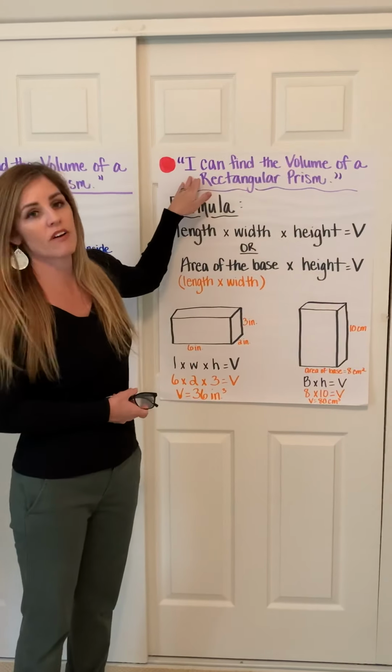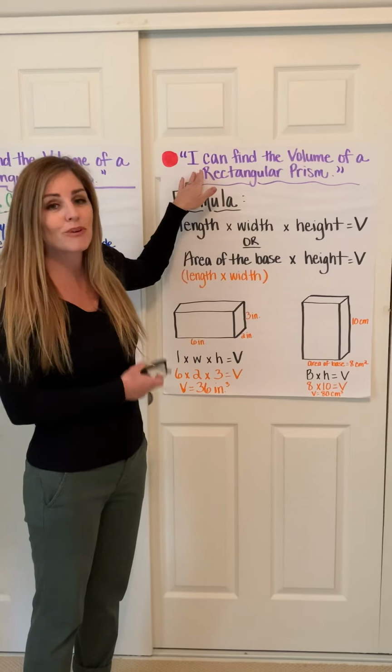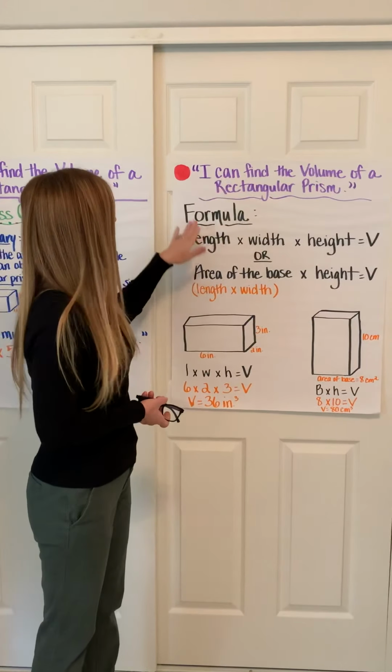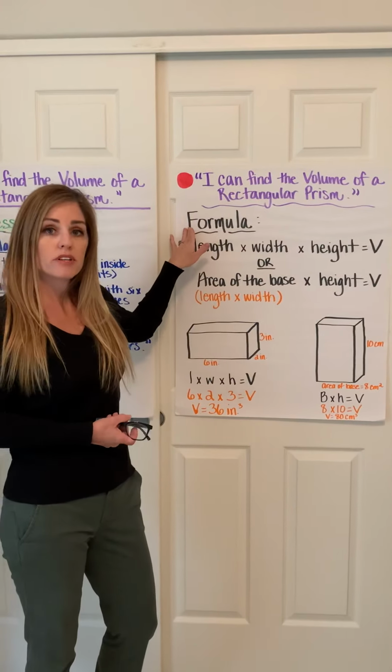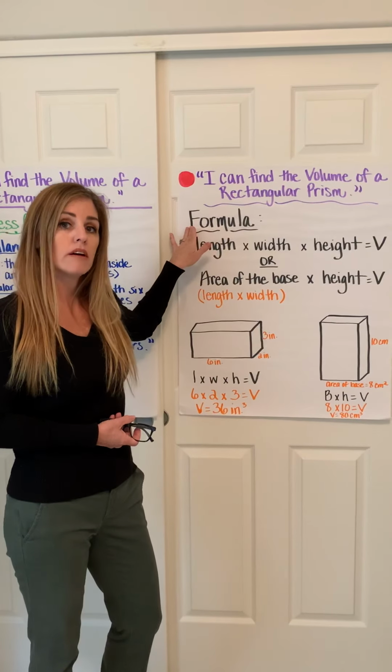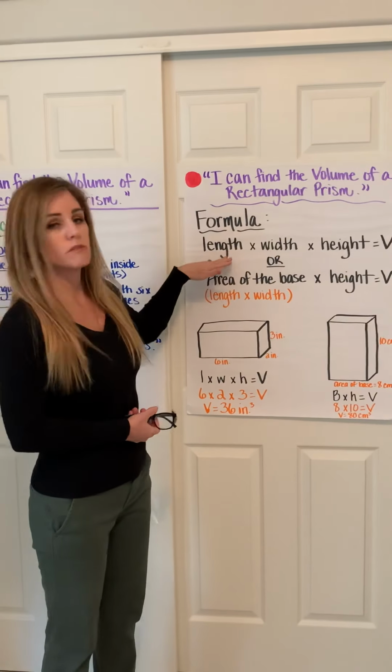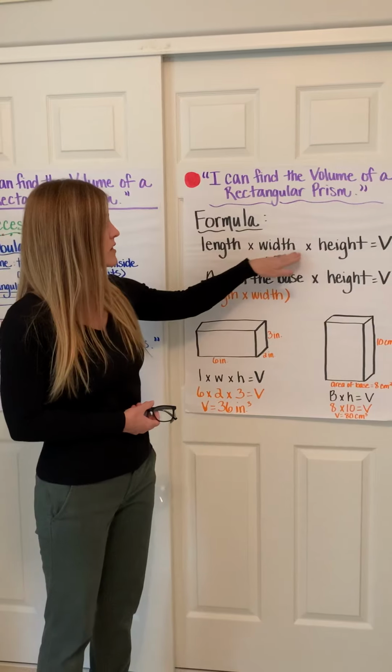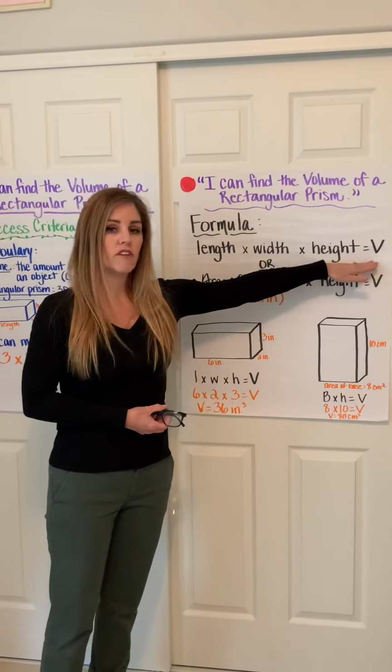So again, I can find the volume of a rectangular prism. If we were in the classroom, I would have you repeat that. We do have 2 different types of formulas that you need to be aware of. The first formula is just multiplying length times width times the height. That would equal the volume.